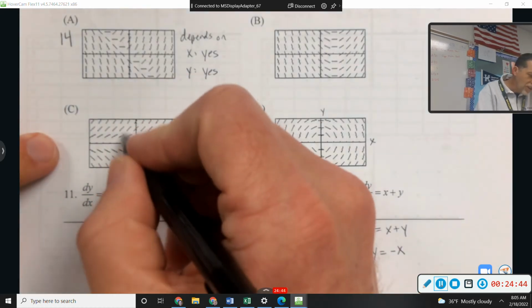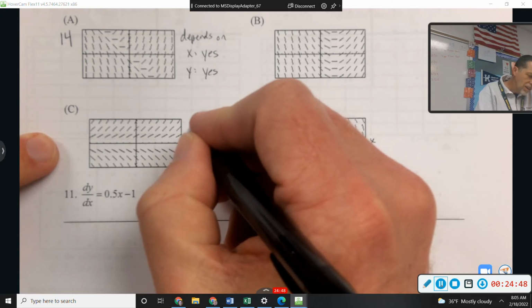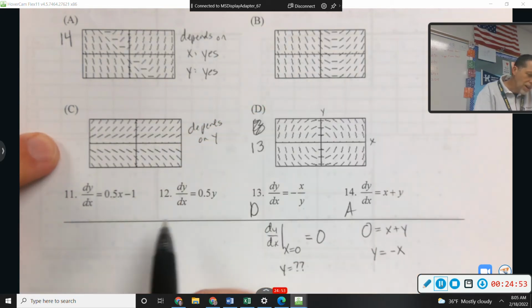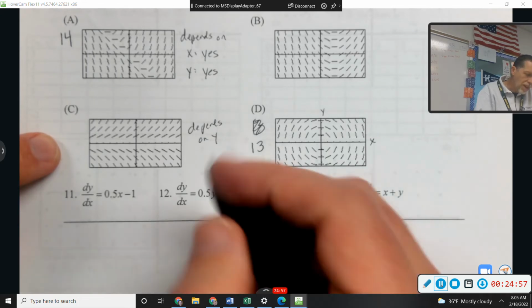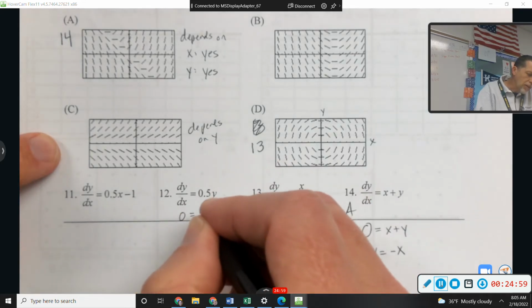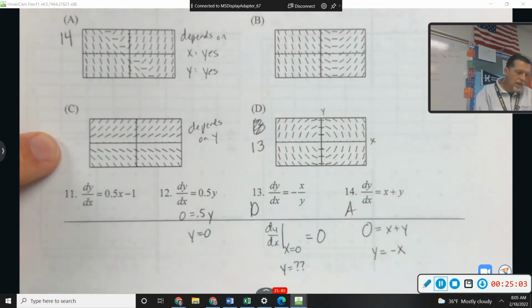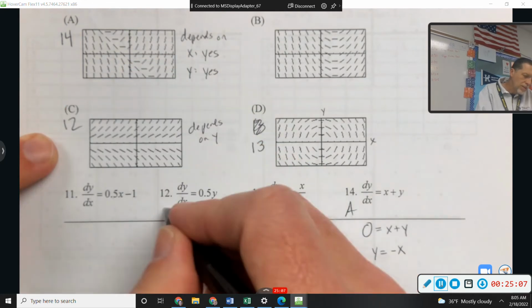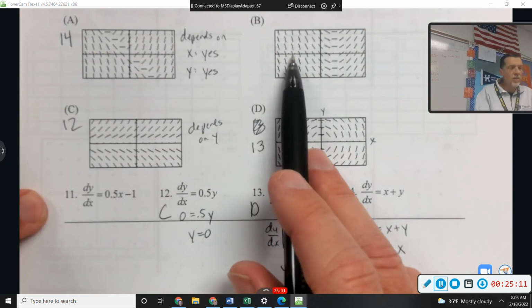So C depends only on y. So these should be easy now. Depends on y. That would be 12, I think. And if we want to figure out where the slope is 0, we can put 0 in for the slope, and we get y equals 0. So yeah, that makes sense. So 12 is C. 11's got to be B, because it's the only one left.